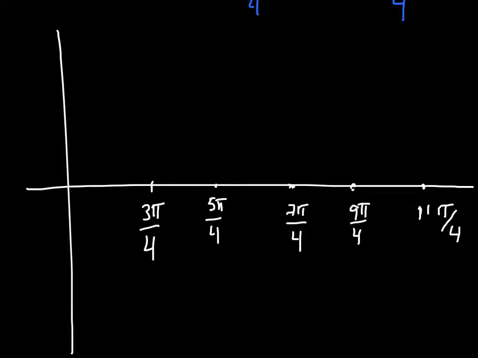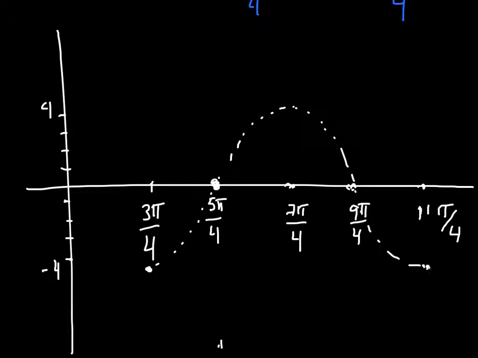Now keep in mind, we're graphing first the cosine function. To graph the cosine function, we have an amplitude of 4, and we have it down to negative 4. And we want the one that's reflected over the x-axis. If we reflect it over the x-axis, at 3 pi over 4 goes to negative 4, 5 pi over 4 is going to go to 0, at 7 pi over 4 is going to go to 4, 9 pi over 4 is going to get to 0, and 11 pi over 4 is going to come back to negative 4.